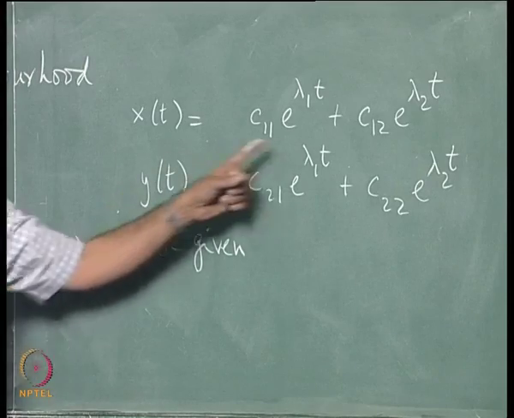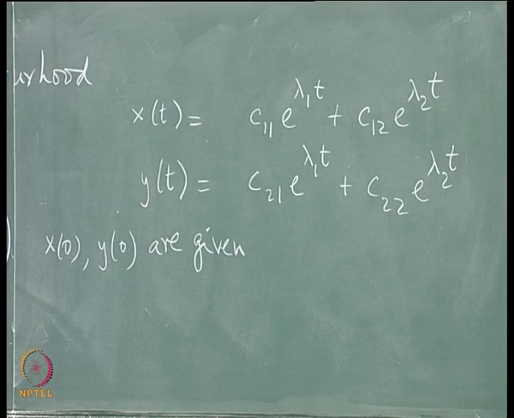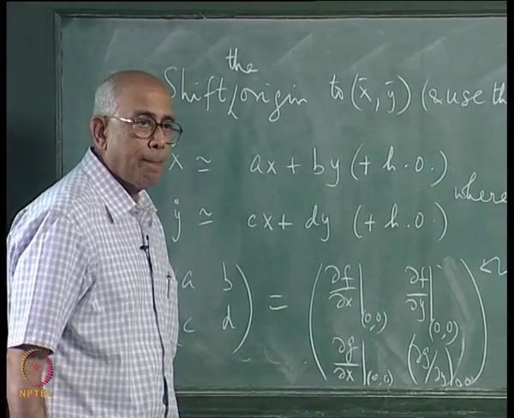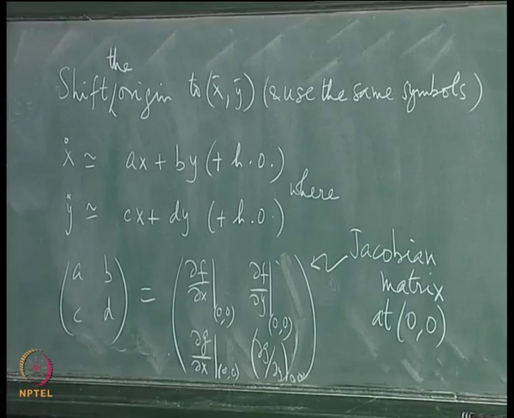And therefore you can write the general solution down in this form. What assumption have I made in doing this? What assumption have I made about this matrix? That it's not singular, that this matrix is not singular.